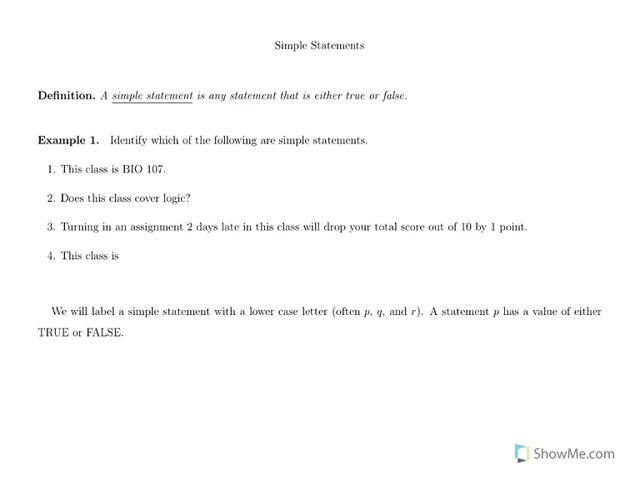A simple statement is any statement, any sentence that we can make that is either true or false. You can attribute a true or false to that statement. So let's look at an example where we're trying to identify which one of these are simple statements. First statement, this class is Bio 107. Although this is false, this is Math 107. This is a simple statement because I can attribute that false to it.